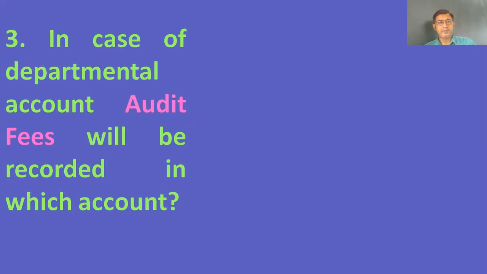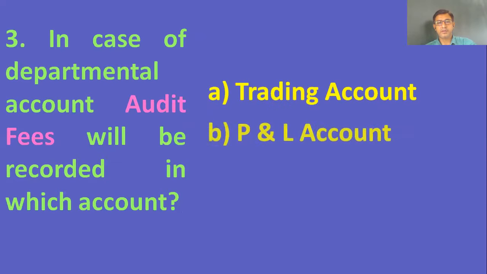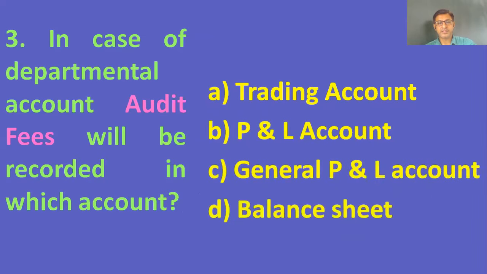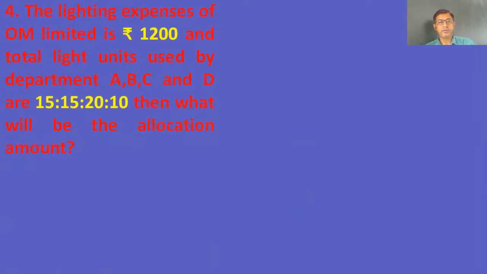In case of departmental account, audit fees will be recorded in which account? So where will audit fees be shown? In which account will it be shown? Either in trading account, or profit and loss account, or general profit and loss account, or it may be shown in the statement called balance sheet. The right answer is option C, general profit and loss account. It will be shown there.